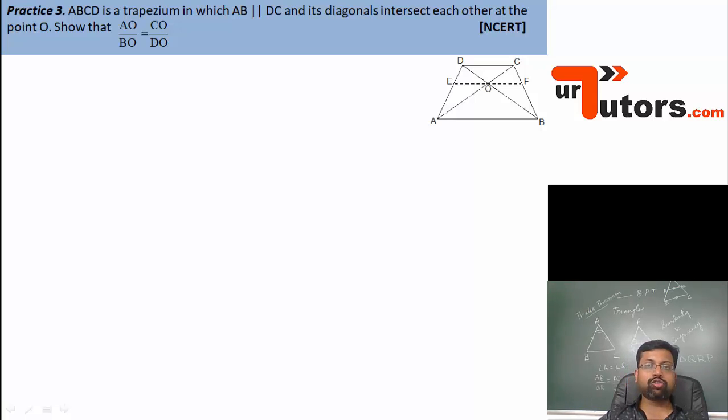Again, the hint is already there in the figure. They have drawn a line EF which is not given in the question. You have to make use of that to solve this question. So take 2 minutes and try to solve this question, and then we will discuss. Okay? Please go ahead.